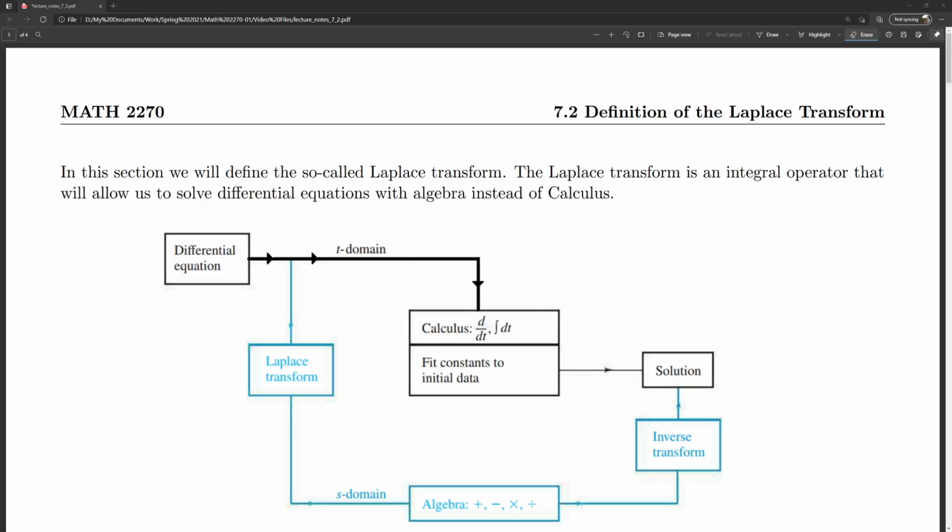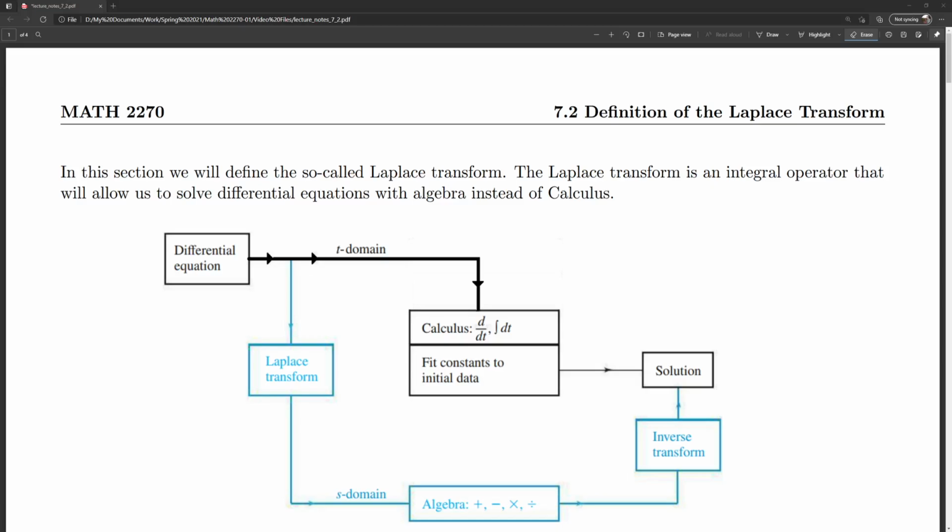In this section, we will define the so-called Laplace transform. The Laplace transform is an integral operator that will allow us to solve differential equations with algebra instead of calculus. So it works as follows.